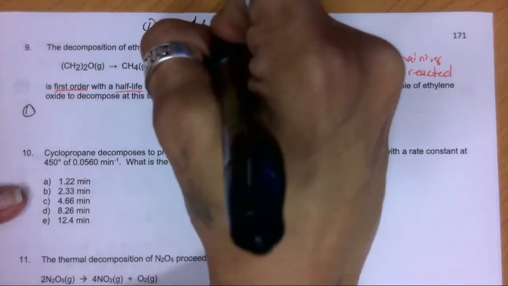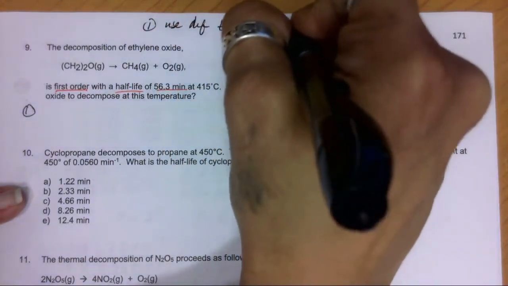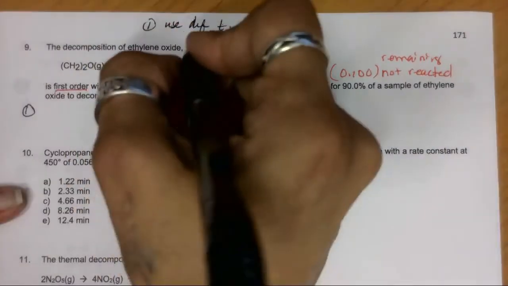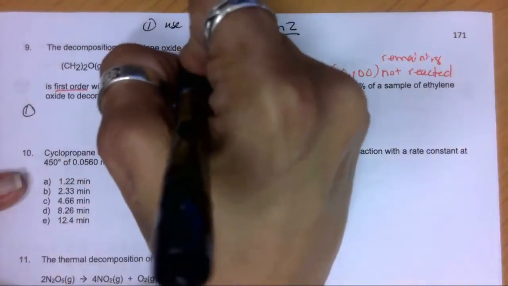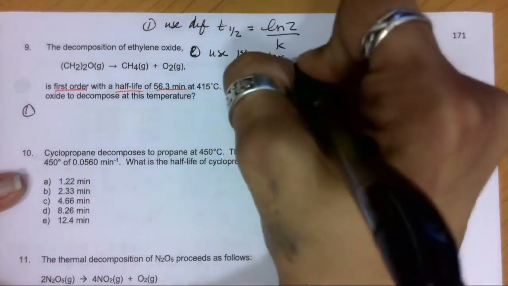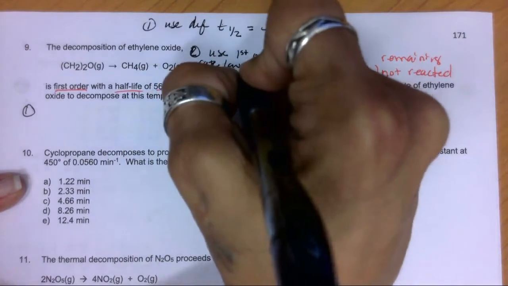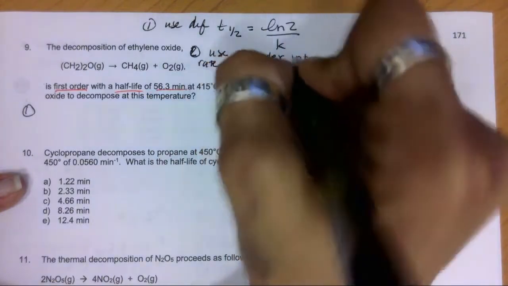So number one is we're going to use the definition, okay, DEF, the definition of half-life, which is expressed as t sub 1/2 is equal to the natural log of 2 over k. This is the definition of the half-life for a first order reaction, okay? And now we're going to use number two, okay? We're going to use the first order integrated rate law, all right, to find the time, to find t, okay?